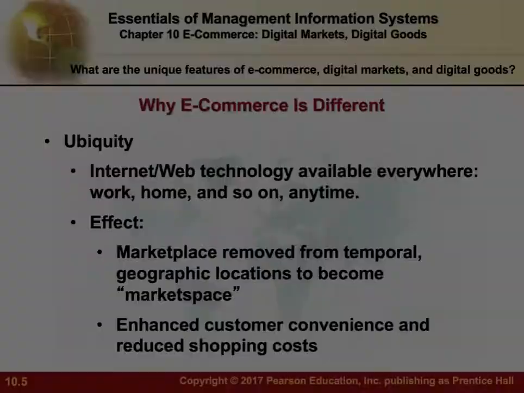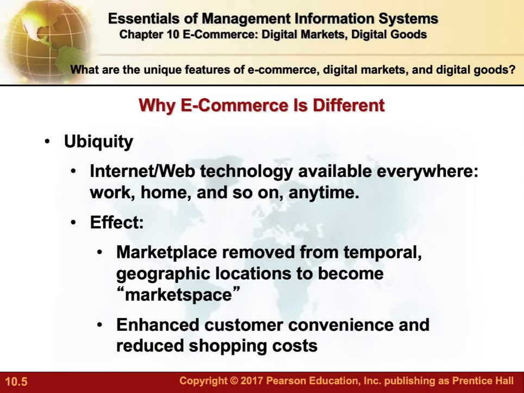So why is it different? It's ubiquity. Today, with the vast network, people are able to access the internet anywhere. So it's more convenient for customers and consumers. Today, customers are able to order food online, even transportation like Uber or Lyft.